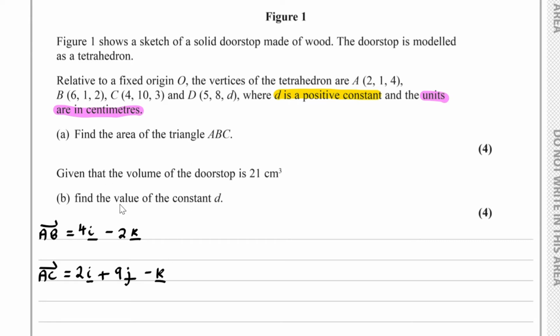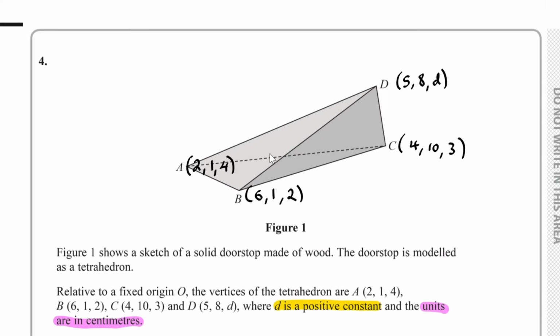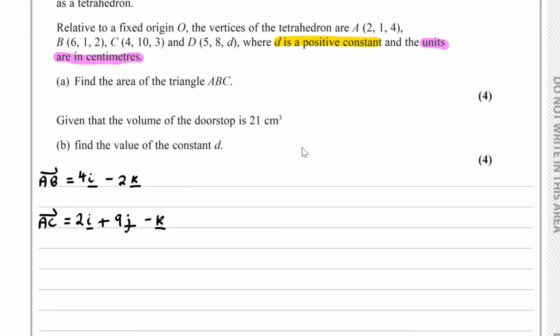And if you actually read ahead, at some point we'd have to use the volume, so we might as well also work out AD whilst we're at it. So AD is equal to 5 take away 2, which is 3i, 8 take away 1, which is 7, so we have 7j, and then we have d take away 4k. Okay, so at some point we'll be using all of these.